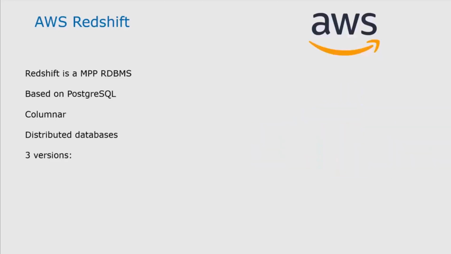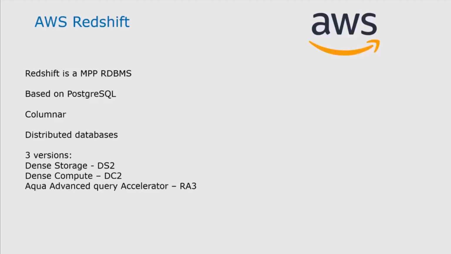And it has three different versions. You have your dense storage, which they call DS2. Then you have your dense compute, which is DC2. And then you have what they call AQUA, Advanced Query Accelerator, or RA3. And these three versions are generally available, though advanced. So RA3 was announced in January, I think it was.